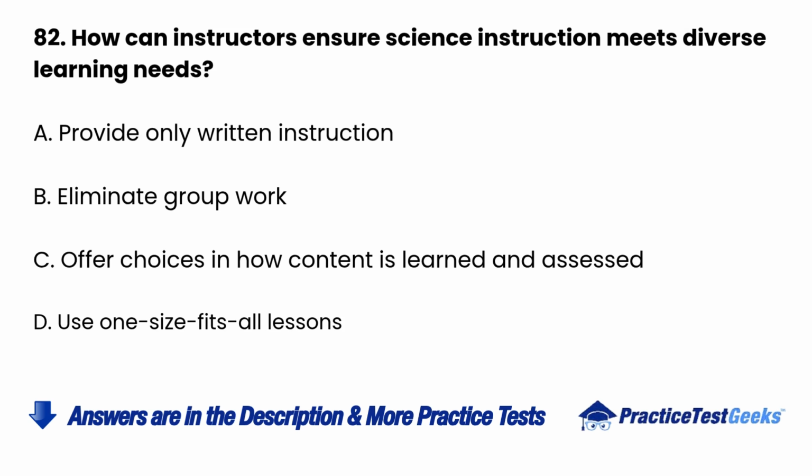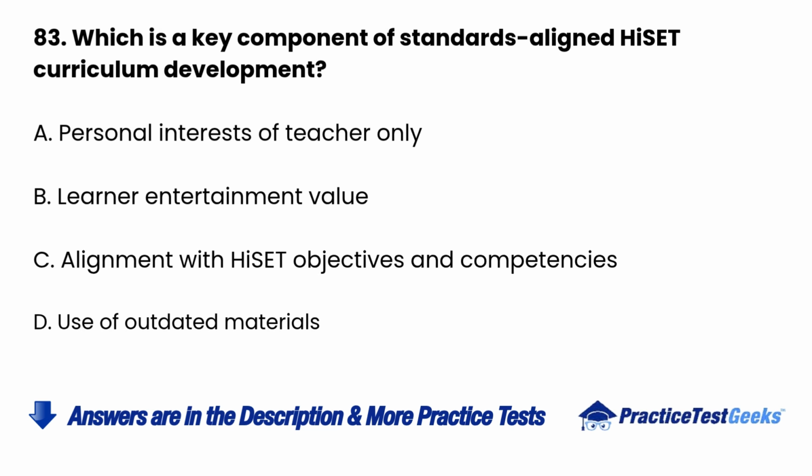82. How can instructors ensure science instruction meets diverse learning needs? A. Provide only written instruction. B. Eliminate group work. C. Offer choices in how content is learned and assessed. D. Use one-size-fits-all lessons.